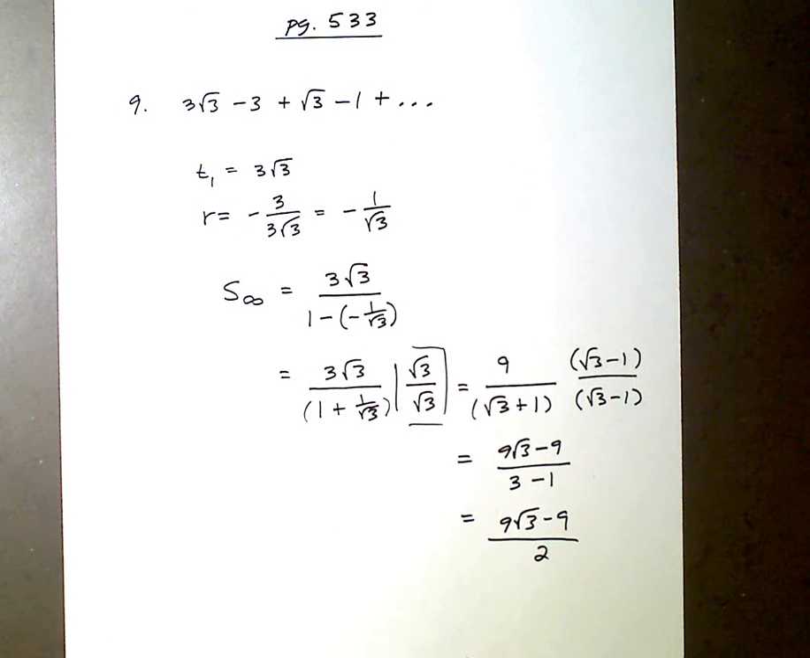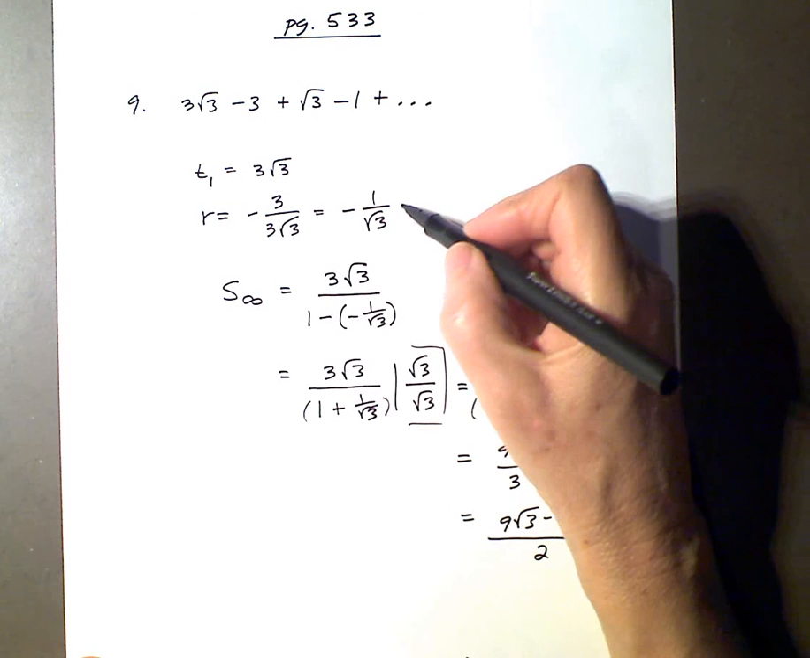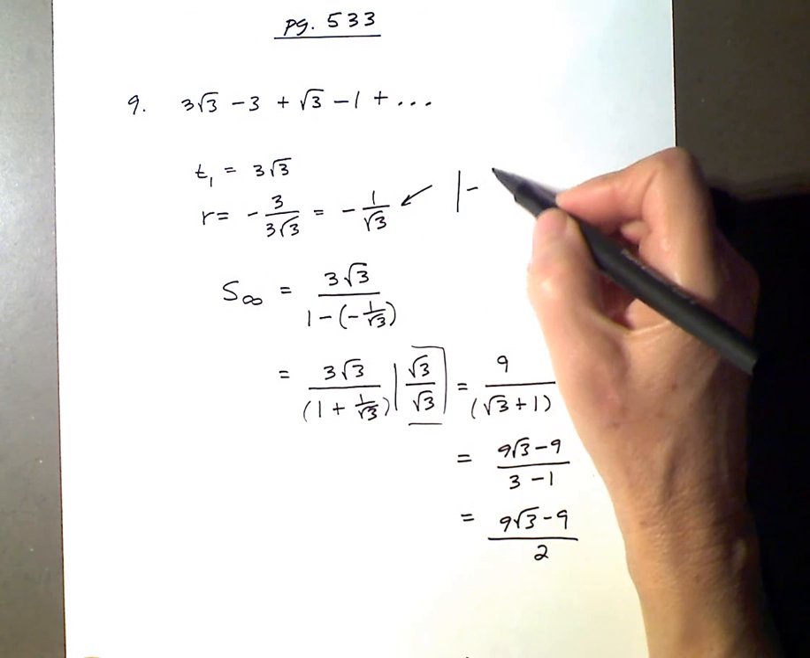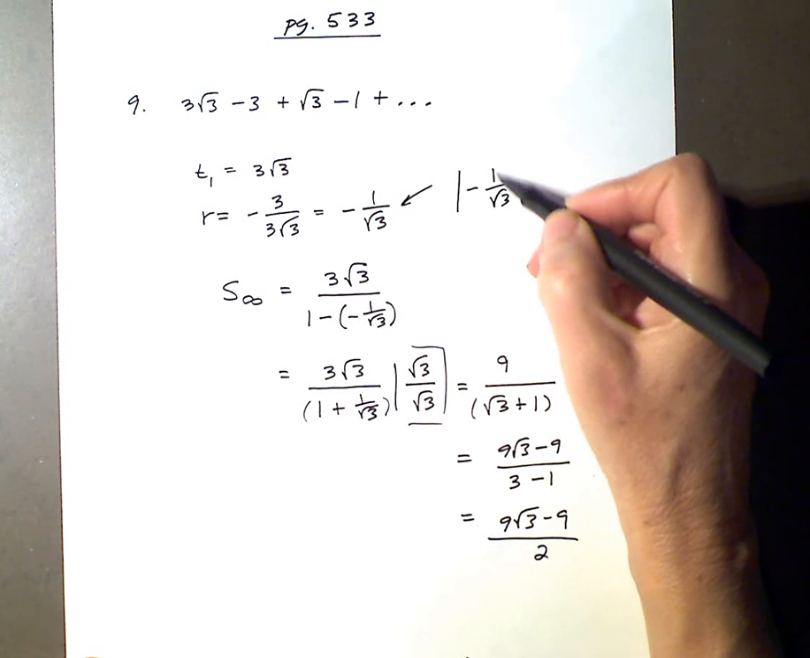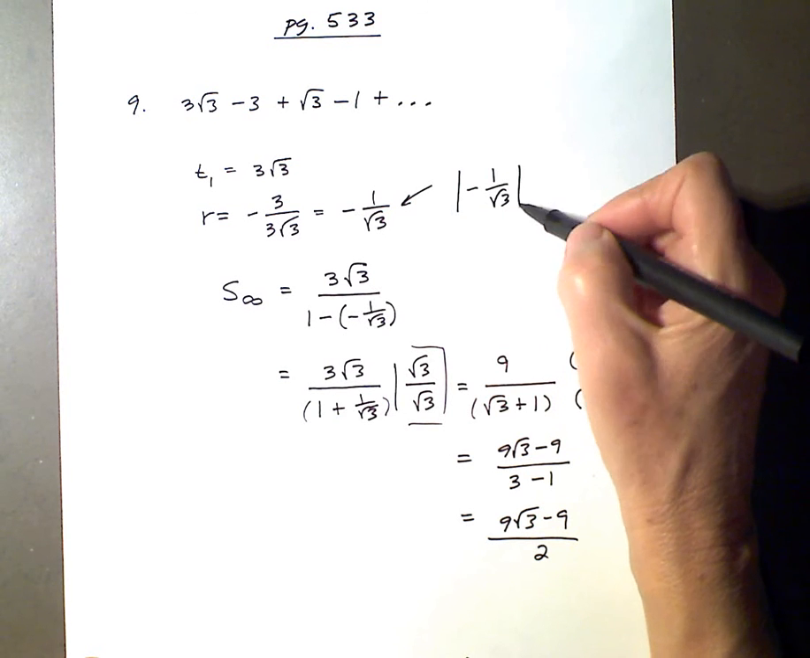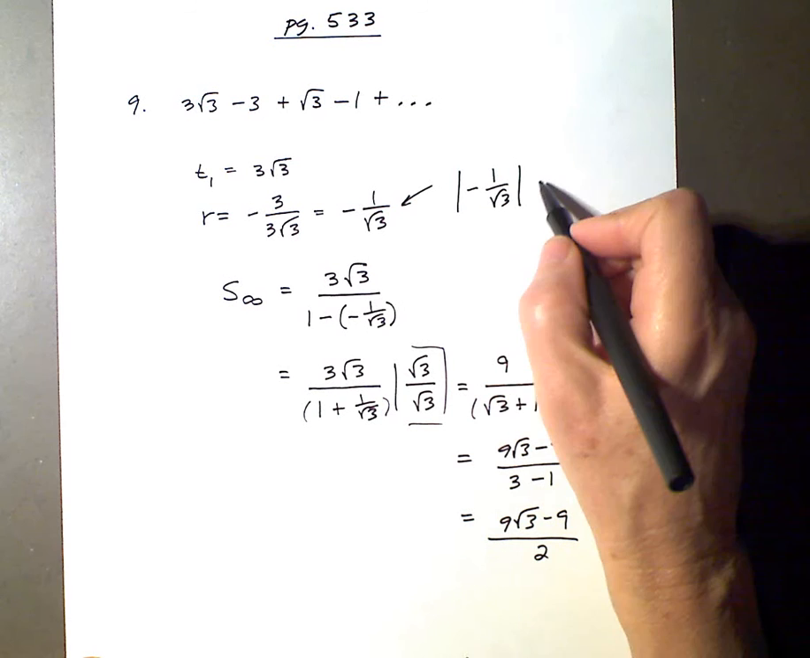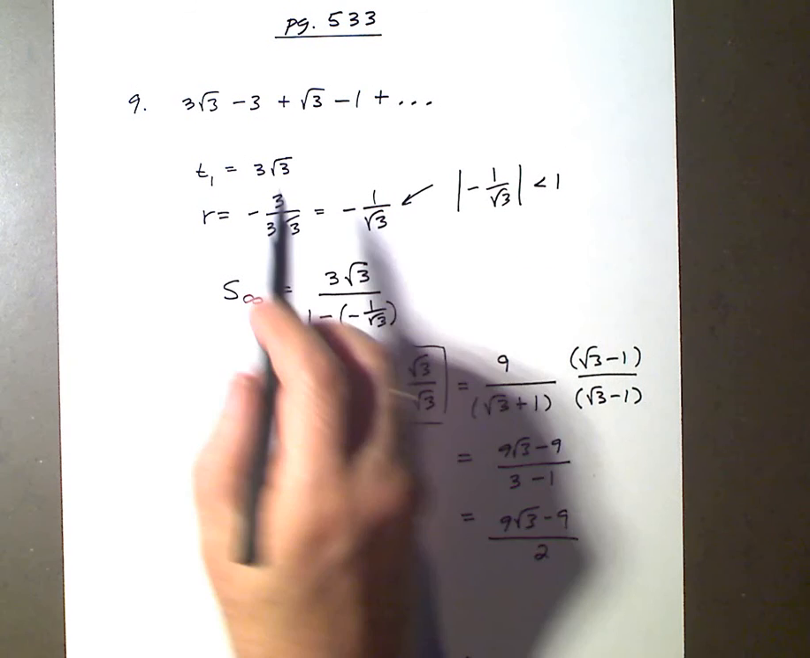Okay, that's it. Oh, yes, I did want to make sure that the absolute value of the common ratio was less than 1, and the square root of 3 is definitely more than 1, so the denominator is bigger than the numerator, so the absolute value of that is less than 1, which was why we knew that it would converge.